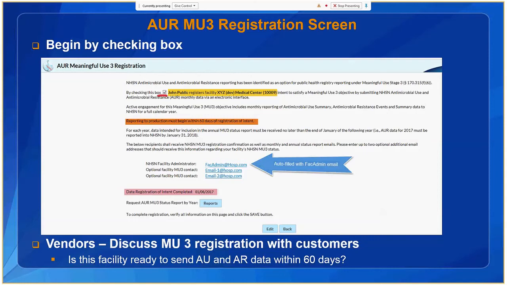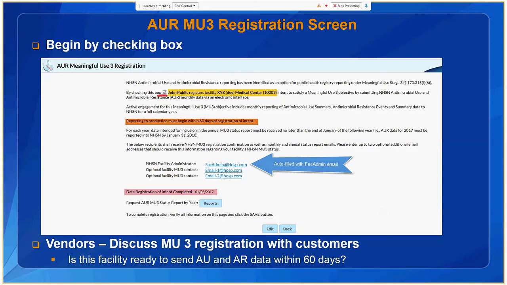We have basically the rules that apply to this once you sign up. Active engagement means they must report AU summary, AR event, and AR summary data for a full calendar year. And per Meaningful Use rules, the reporting to production must begin within 60 days of registration.